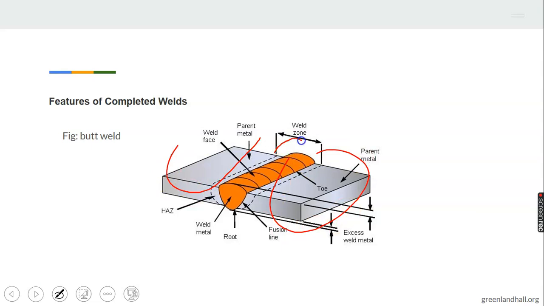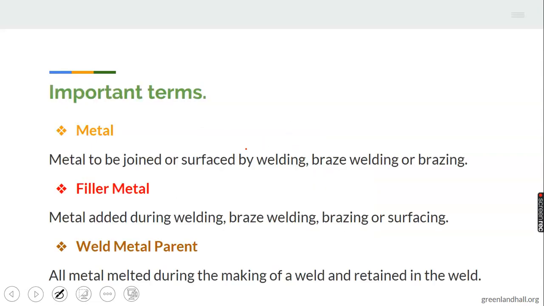Here is the weld zone where you use the filler. Okay, the filler is applied there. Okay, and look at the root feature. You can see other features of these completed works which you can study on your own. Now look at some of the important things that you need to know when it comes to welding.